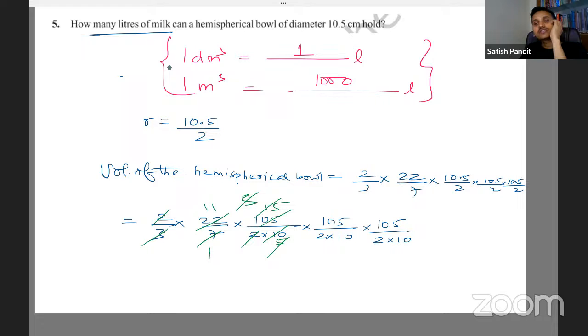Now we cannot simplify. We can do with 5, but again, that will become complex. If you divide by 5, that will be tough. So we'll leave it. We'll just multiply and then divide.